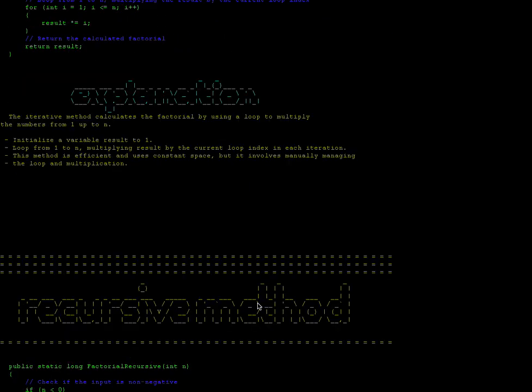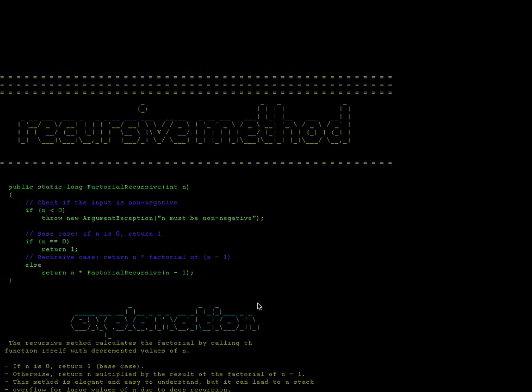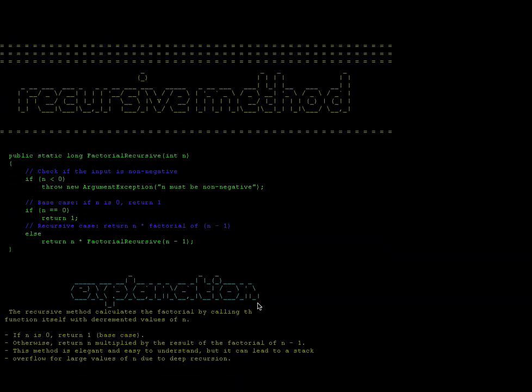You can continue to use different methods in C#, and one of them is the recursive method. For the recursive method, you will create a function that calls itself. If n is equal to 0, you will return 1, because we know that the factorial of 0 is 1. Otherwise, you will multiply n by the result of calling the function itself with n minus 1. This method is very elegant and easy to understand.